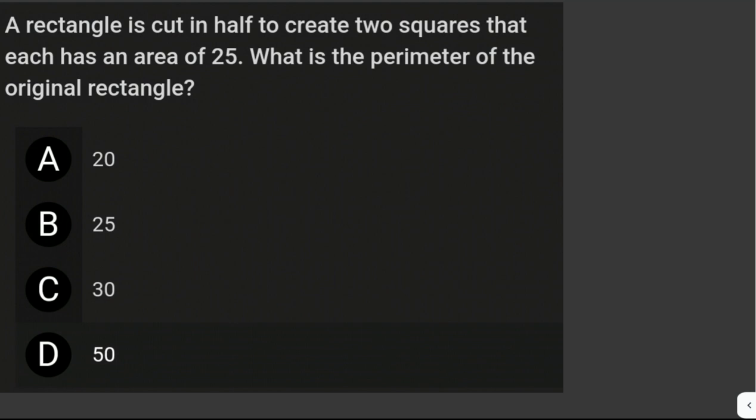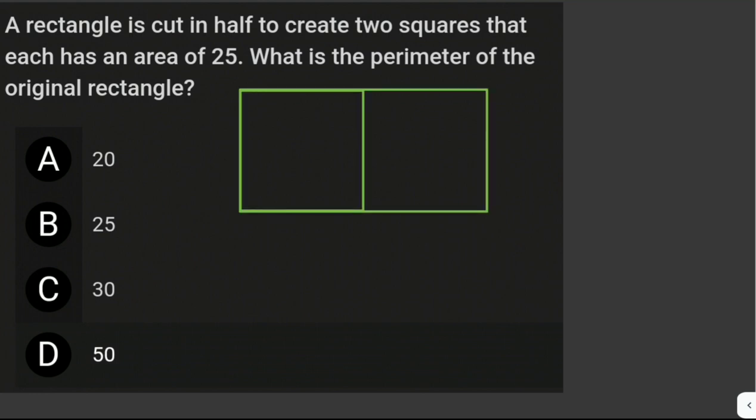A rectangle is cut in half to create two squares that each has an area of 25. What is the perimeter of the original rectangle? So let's draw that rectangle first and cut it in half into two equal squares. Okay, let's say this is our rectangle here, cut in half to create two squares. And it says here that each square has an area of 25.